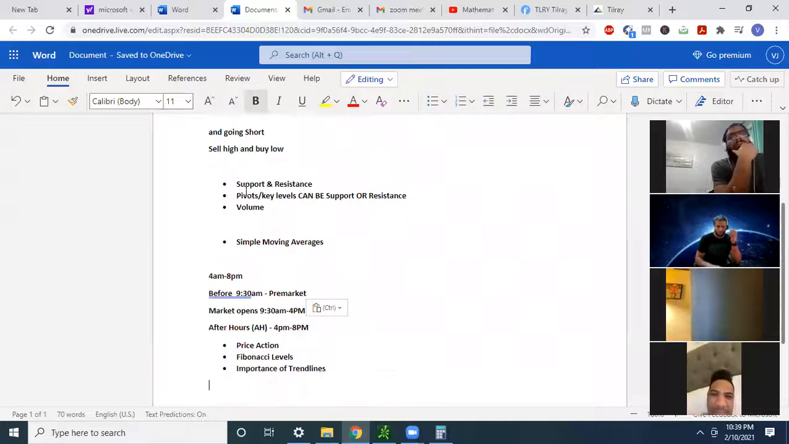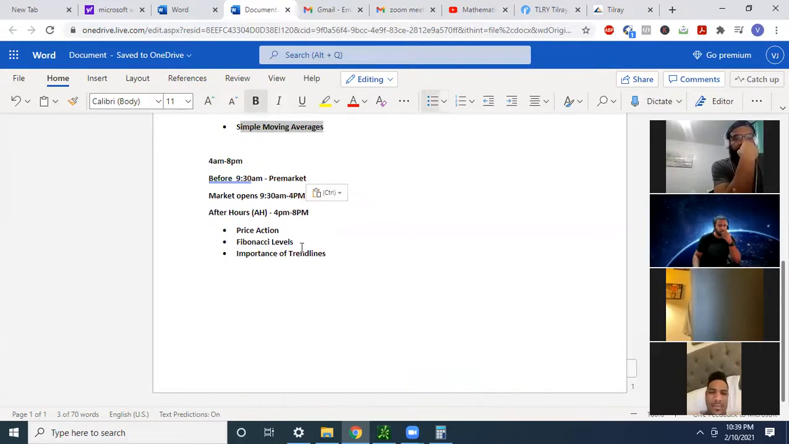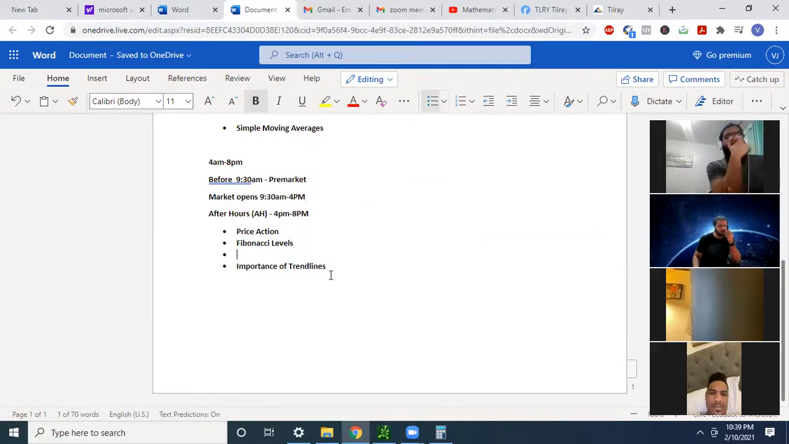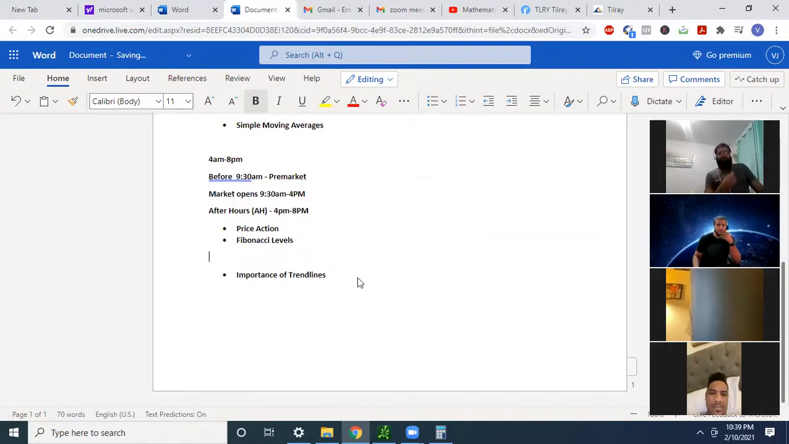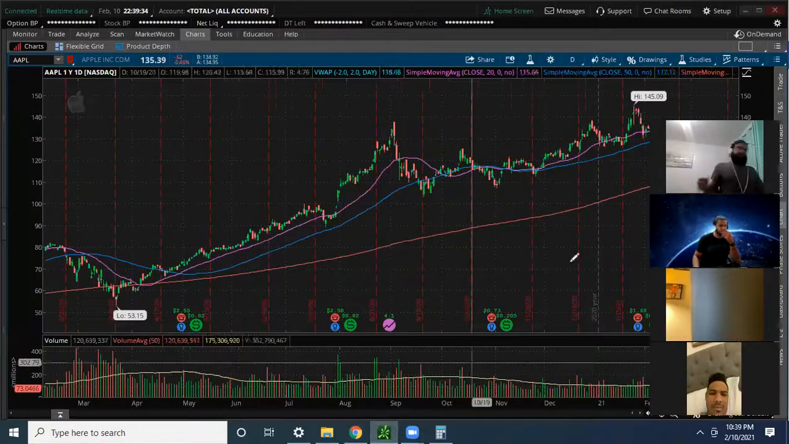We cover support and resistance. We cover key levels, volume, simple moving averages, Fibonacci levels. We cover price action. That's just the way price moves. And the last part of our charting Zoom is the importance of trend lines.